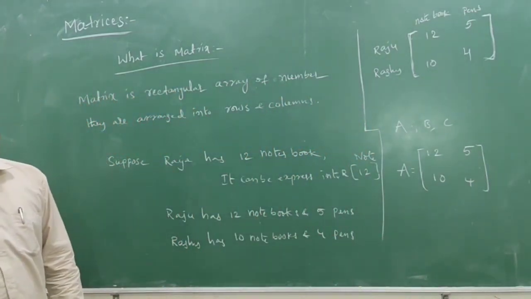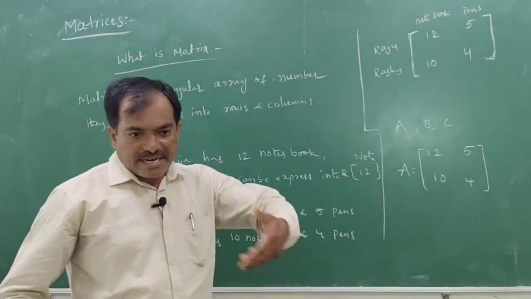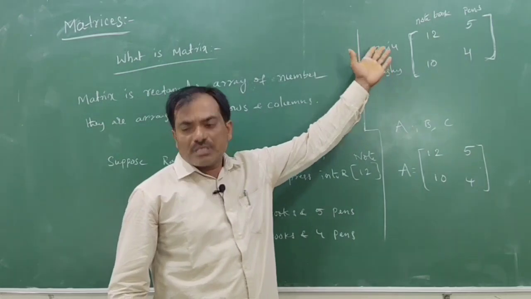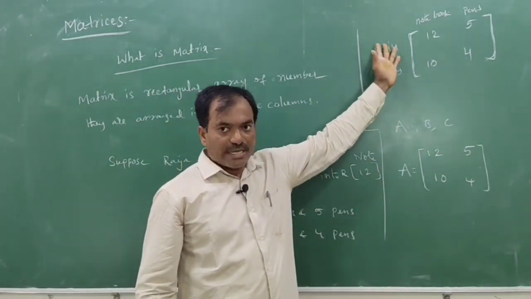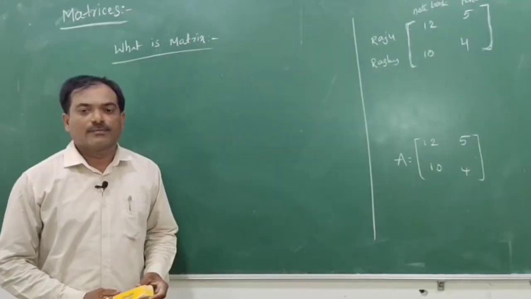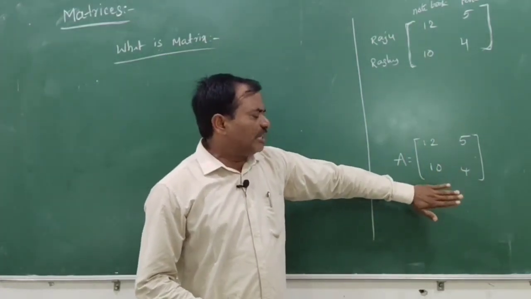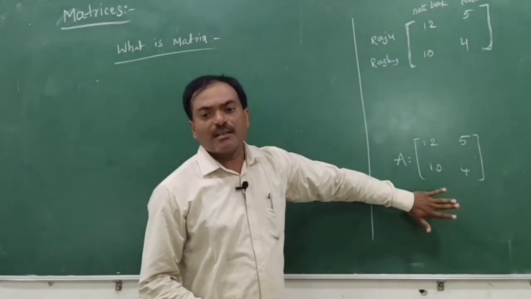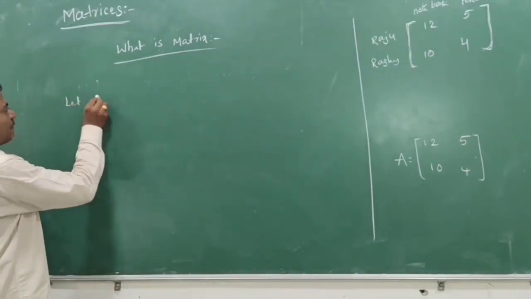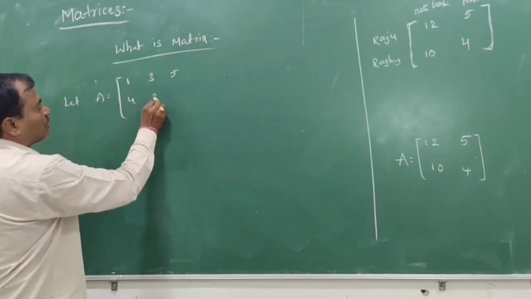Now we shall discuss the identity of the matrix. Generally, my name is Gopal; this is the identity of myself. Similarly, Raju is one student, and this is the identity of that student. And Raghu is another student, and this is the identity of that student. Here A equals 12, 5, 10, 4. We decide the identity of this matrix based on the number of rows and the number of columns. Let us take one matrix A equal to 1, 3, 5, 4, 3, 2.